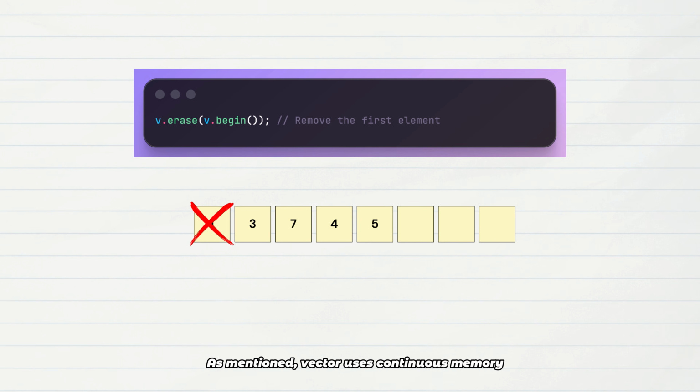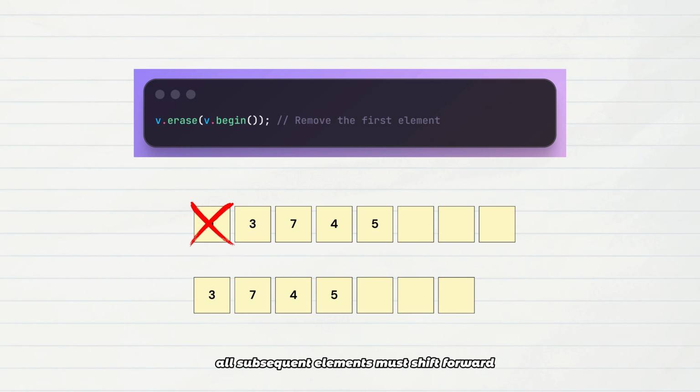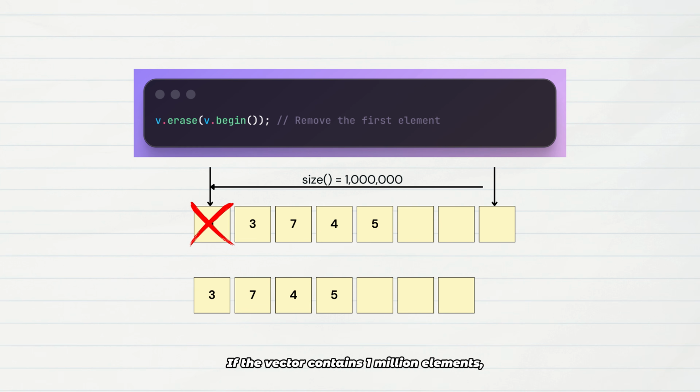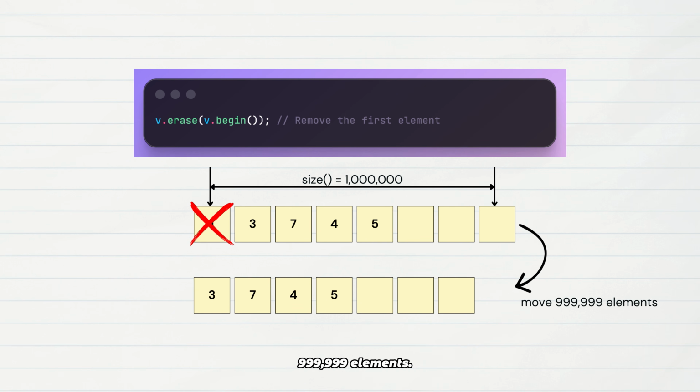As mentioned, vector uses contiguous memory and must maintain that contiguity. After deleting the first element, all subsequent elements must shift forward by one position to fill the gap. If the vector contains 1 million elements, deleting the first element means moving 999,999 elements. This operation is O(N), not the intuitive O(1).